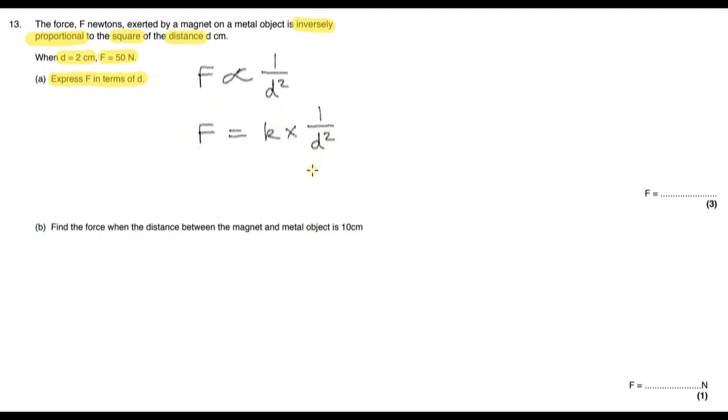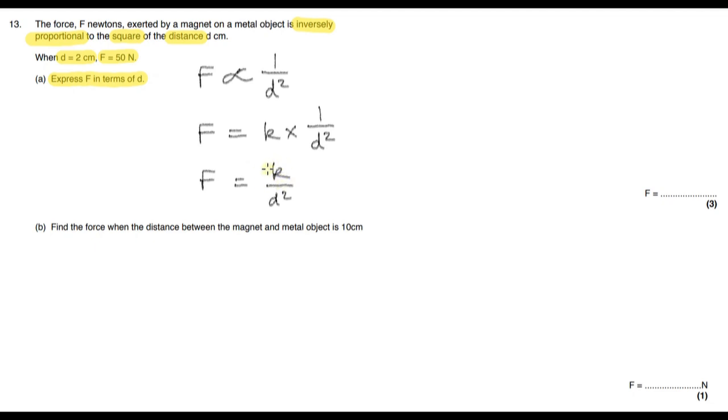So we could leave it like this, but we can simplify this slightly. This is exactly the same as k over d squared. So F equals k over d squared. All I've done is multiply k by 1. So now we've got our formula.